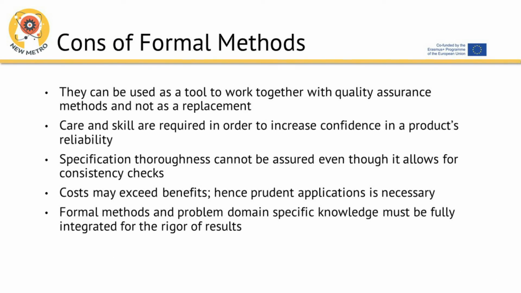Cons of formal methods. They can be used as a tool to work together with quality assurance methods and not as a replacement. Care and skill are required in order to increase confidence in a product's reliability. Specification thoroughness cannot be assured even though it allows for consistency checks. Costs may exceed benefits, hence prudent application is necessary. Formal methods and problem domain-specific knowledge must be fully integrated for the rigor of results.